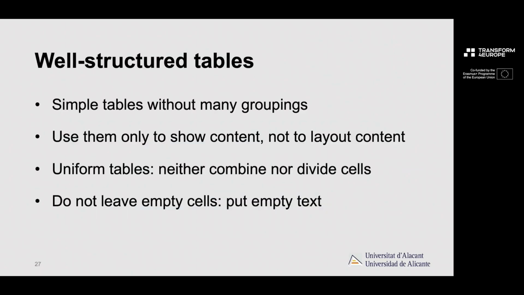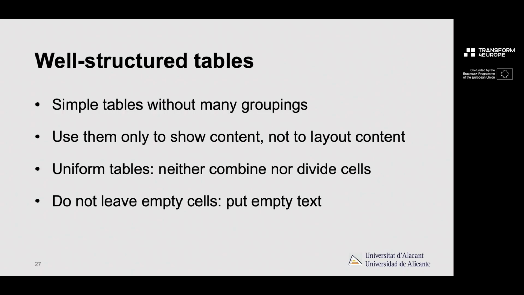So, which are the recommendations to construct accessible tables? The simpler a table, the easier it will be to understand. So it is not advisable to make complex groupings. If that were the case, it is better to divide a large table into several smaller ones. Use them only to show content, not to lay out content. Neither combine nor divide cells. The table must have the same number of rows per column and the same number of columns per row.